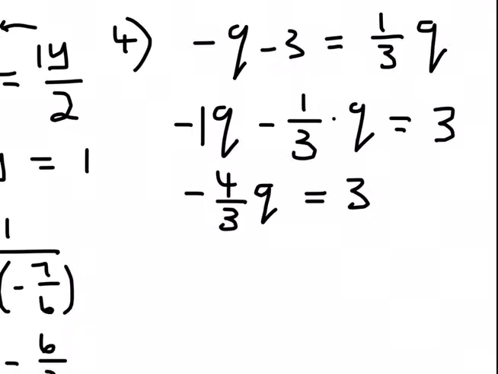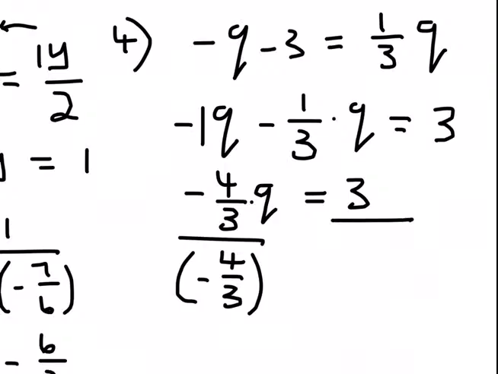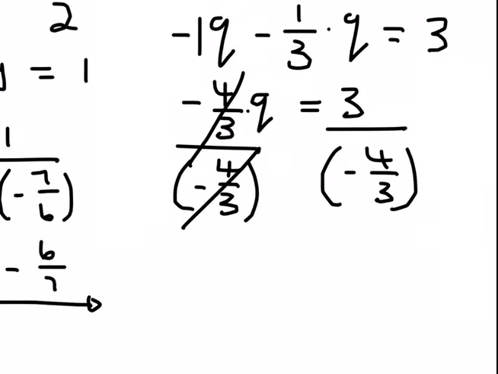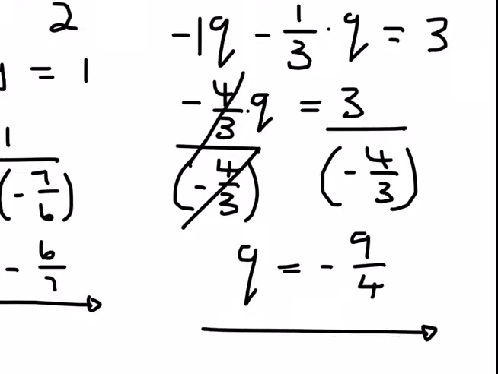Then all that you do is just to remove this coefficient, which is negative 4 over 3. Remember, whatever that you do on the left, you also do on the right. So that cancels completely with that. Then you end up having your q, which is equals to, what will that be? 3 divided by, in the brackets, you have negative 4 over 3, which is equals to, this is what I'm getting, negative 9 over 4. And that should be the end of it.